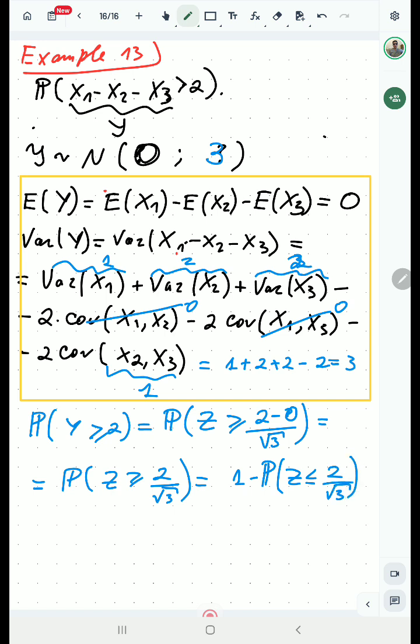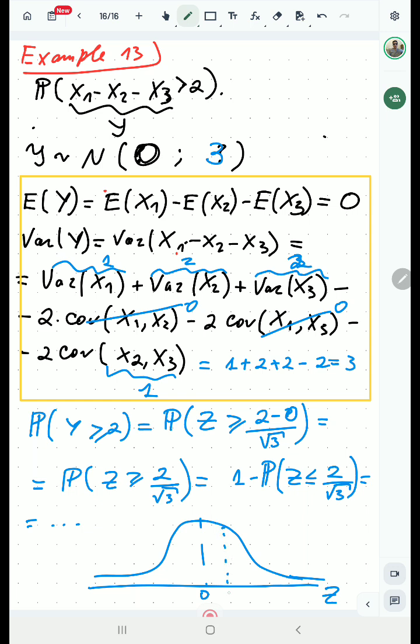Now, I will not compute it, because you have to look at the z table. It's basically corresponding to some area here. So we know that the standard normal distribution is symmetric around 0, and 2 over square root of 3 is corresponding to somewhere here. So basically you have to find the area to the left of this. Then subtract that red area from 1, and as a result you are going to get this green area. This green area is the one that you are searching for. And that is all about lecture 5.